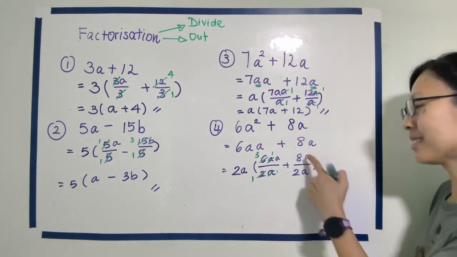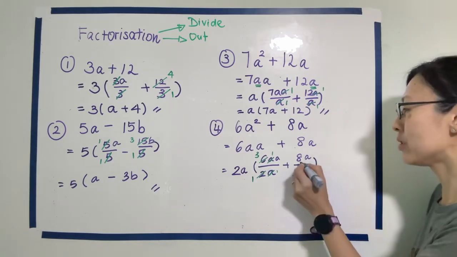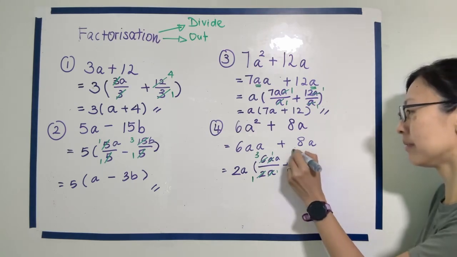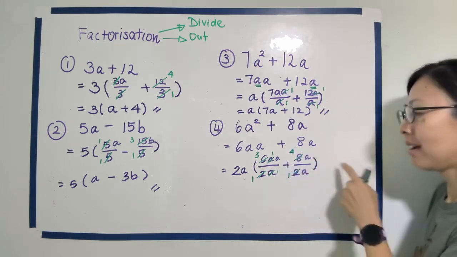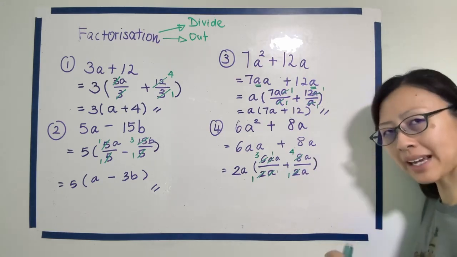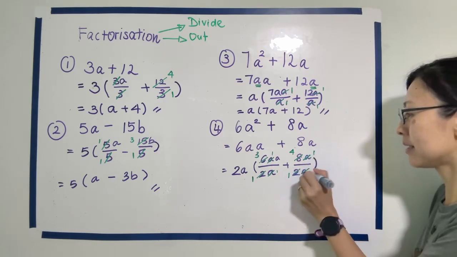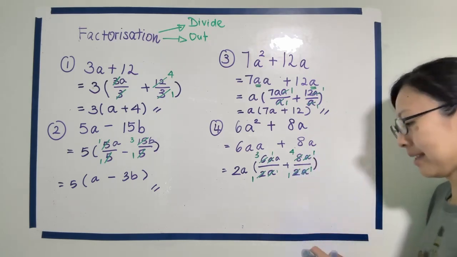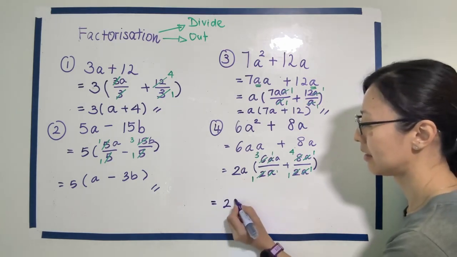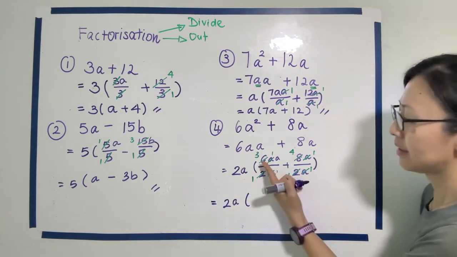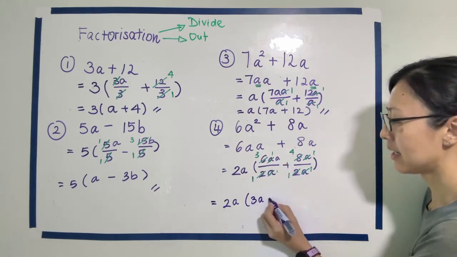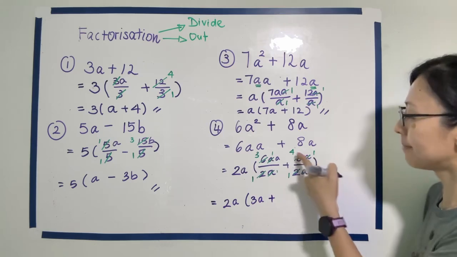Second term, let's look at the coefficient. Between 8 and 2, we divide both numerator and denominator by 2. And the variable, we divide both numerator and denominator by a, and we are left with just 1. Let's tidy up our steps. First term within the bracket, 3a. Second term within the bracket, 4.